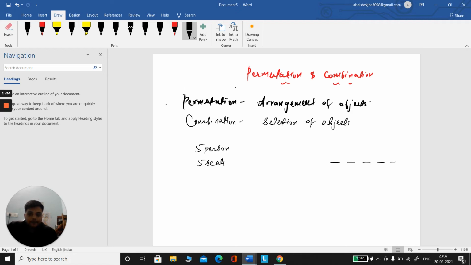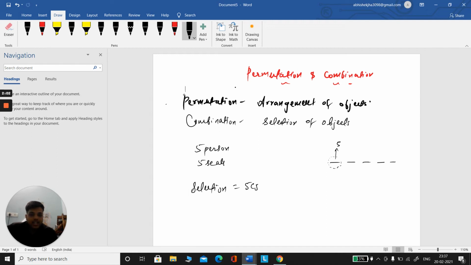So now, first of all we have to do selection. So selection of 5 persons, so we have to fill 5 persons here. So selection of 5 persons in 5 ways will be 5C5. Again I'm explaining in another way. Since we have 5 persons and there are 5 seats, the number of ways that we can accommodate a person in the first place will be 5 ways.